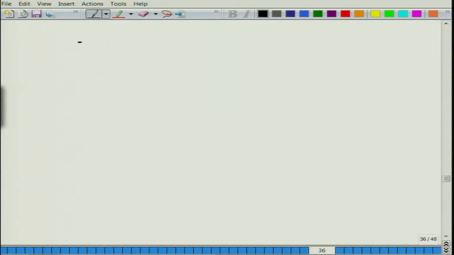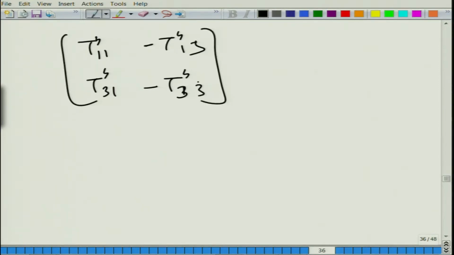Then, if we take T4 1 1, T4 1 3 with a minus sign, I will tell you why it is minus, and here we will get our final T matrix representation for such a system. Okay.